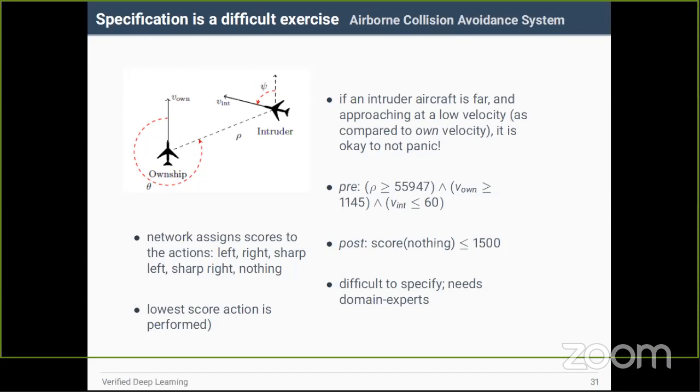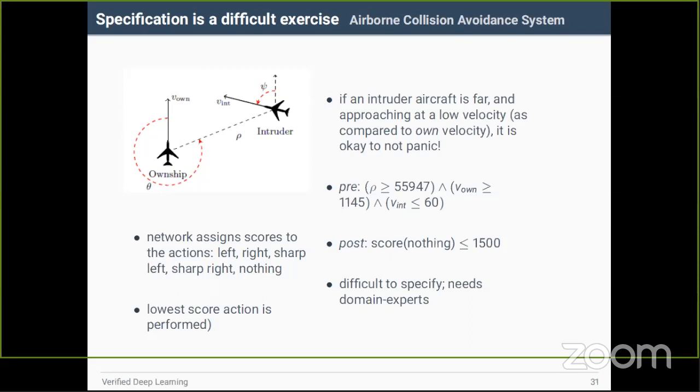Now one of the properties that you may be interested in is that if an intruder aircraft is far, and if it is approaching at a low velocity as compared to own velocity, then it is okay to not panic. In other words, it's okay to do nothing. How do you specify this? You need to understand what is meant by far.